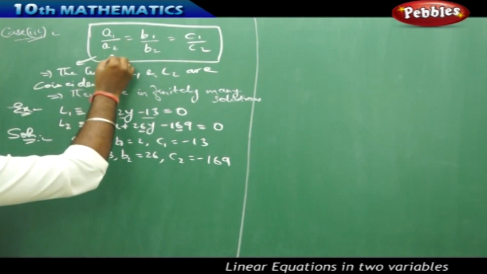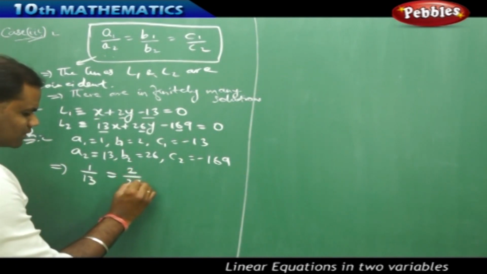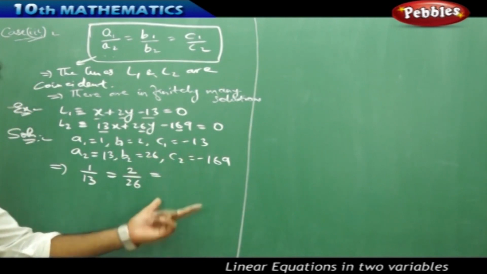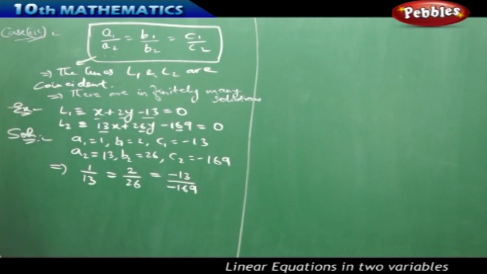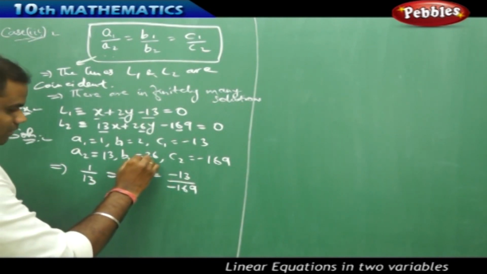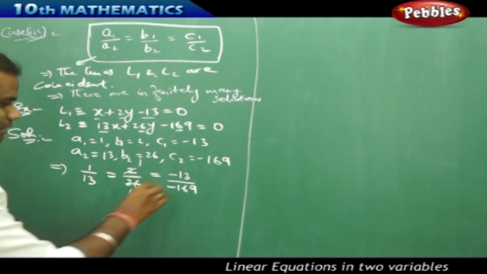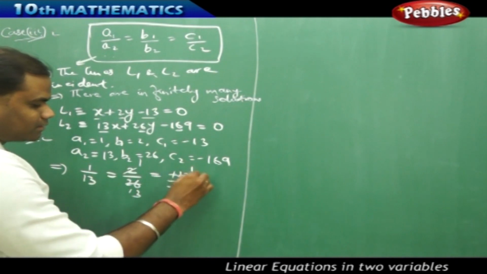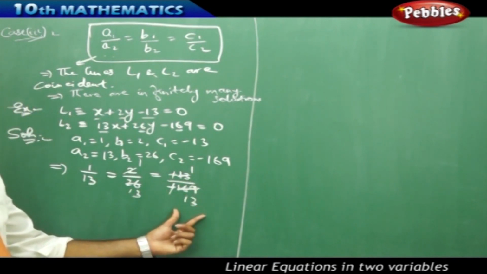So as I see, A1 by A2 comes to be 1 over 13, and that equals B1 by B2, which is 2 over 26, and C1 by C2, which comes as negative 13 over negative 169. Now if I wanted to see if all the three constants are equal, then I clearly see that the second quantity can be simplified further by cancelling 2 1s and 2 13s, and similarly I can further simplify this, where 13 1s are 13 and 13 13s are 169. 13 times 13 is 169.